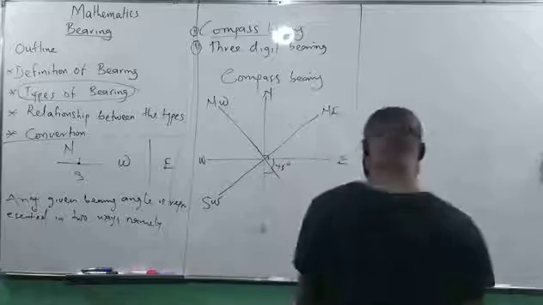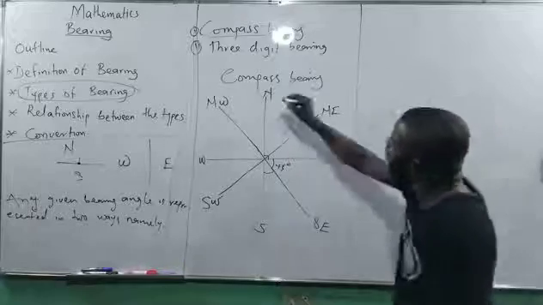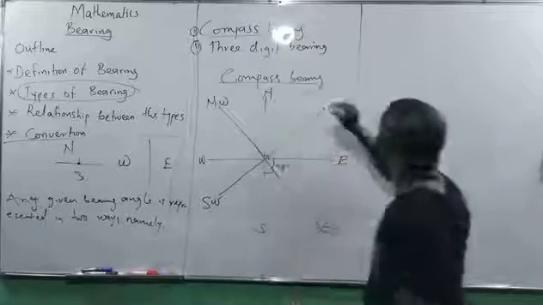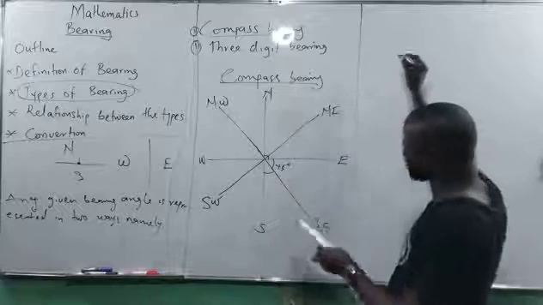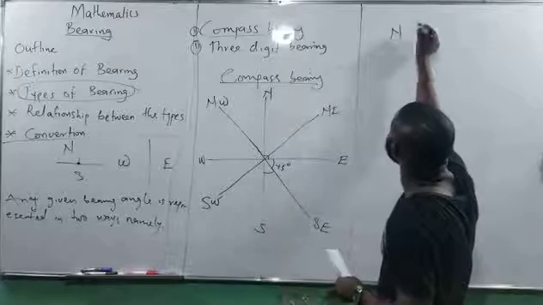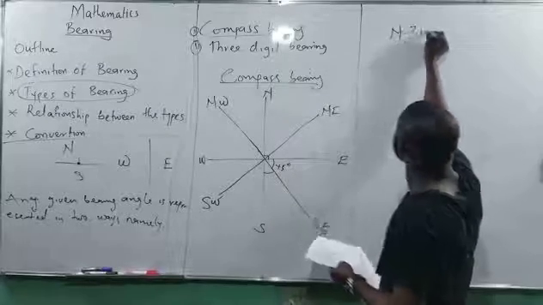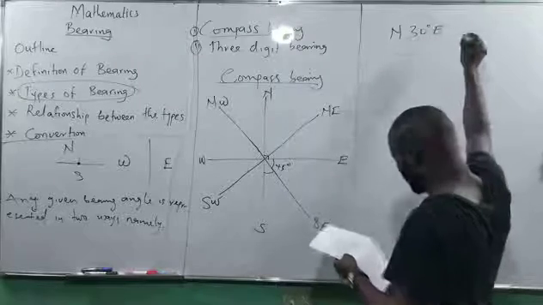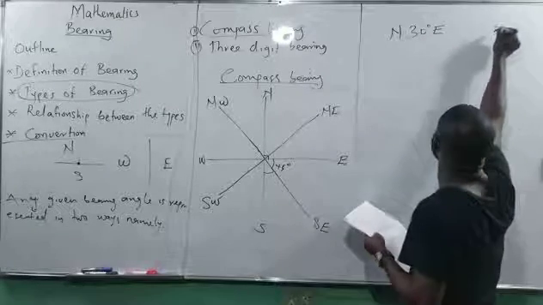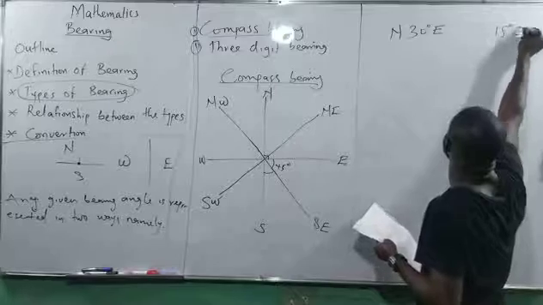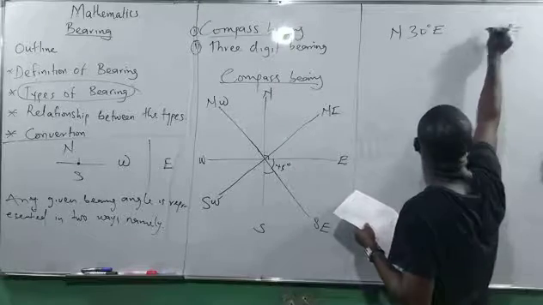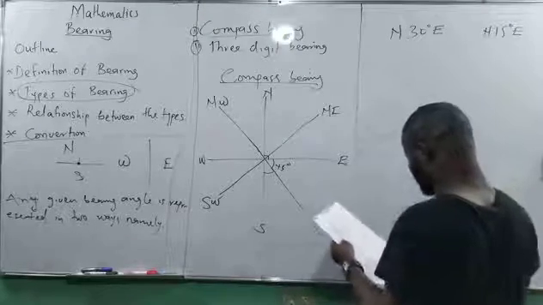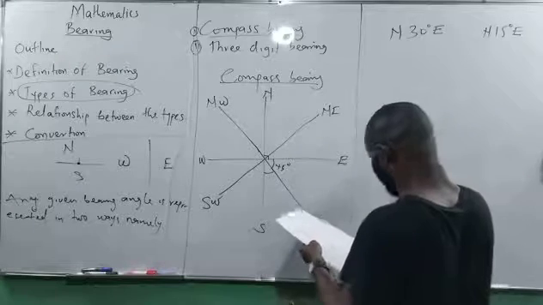Now let me really explain compass bearing. This is how compass bearing is represented. If I have 30 degrees north and 15 degrees east of north. Now, let me quickly have another one.